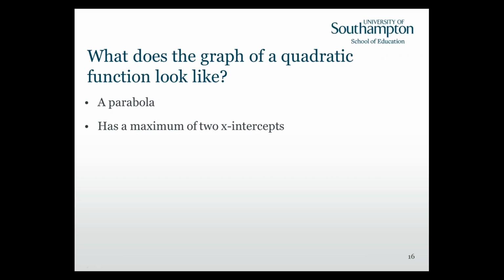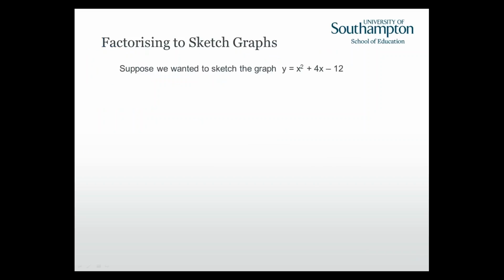Maximum of 2 x-intercepts. It might not cross at all. It might touch, or it might cross, but it's only going to cross twice. And those are the roots of the equation that we just found. So, if you want to sketch the graph of x squared plus 4x minus 12, quickly factorising that, x plus 6 and x minus 2. So our roots are x equals minus 6 and x equals 2. So the roots of the equation are the x-intercepts, which means basically where the y value is 0.